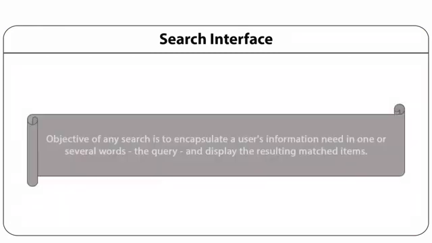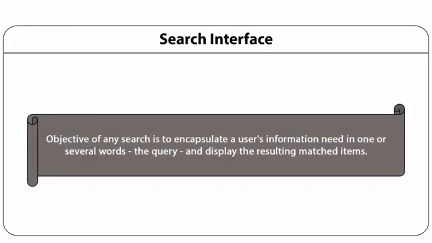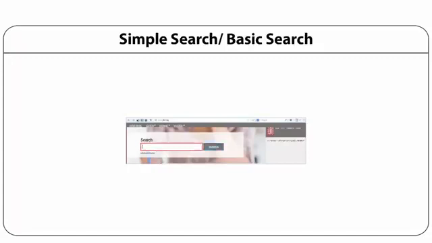Search interface. The objective of any search is to encapsulate a user's information need in one or several words, that is the query, and display the resulting matched items. Most digital libraries provide a simple search box as available in any web-based search engine in which users can input their search query or keywords. Simple search or basic search. Simple search, often called the basic search, is the most common feature available in any digital library, which is the most preferred entry point for discovering its content.